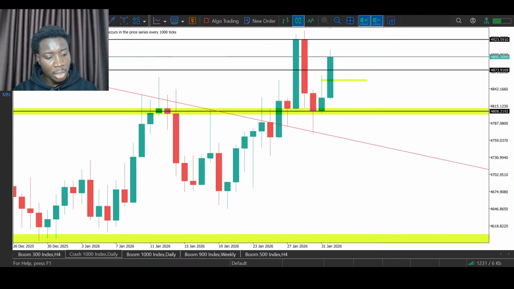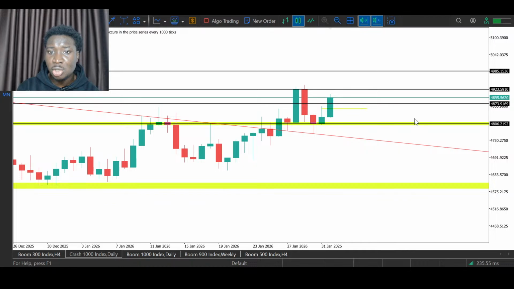The daily is also giving me what I want. So what I'm doing now, I'm anticipating two levels: my first target for the week and the overall target for the week. This could happen in this week, it could happen in the month.